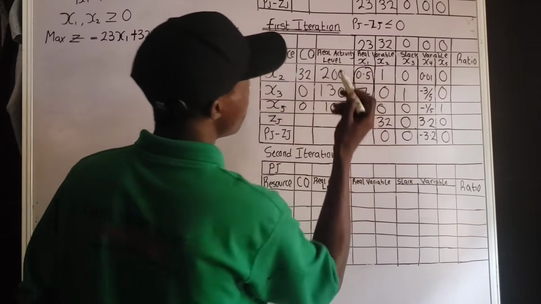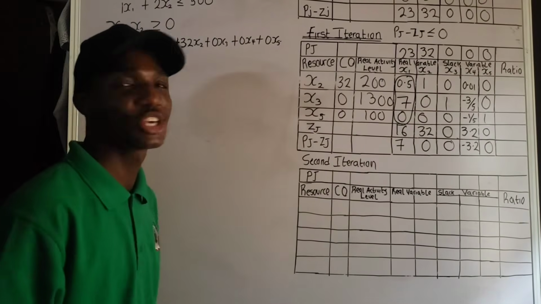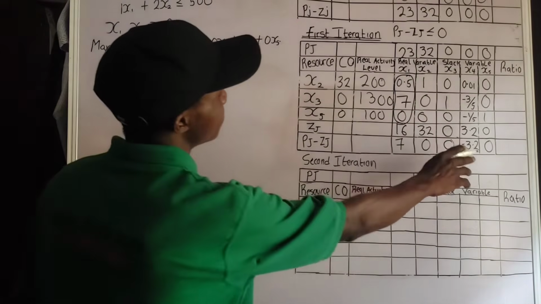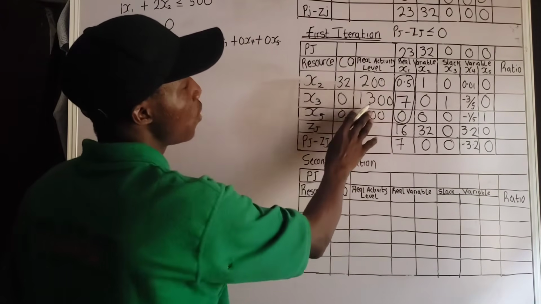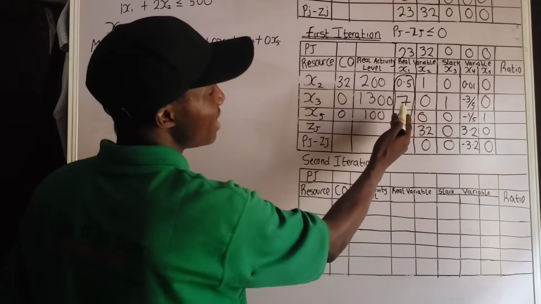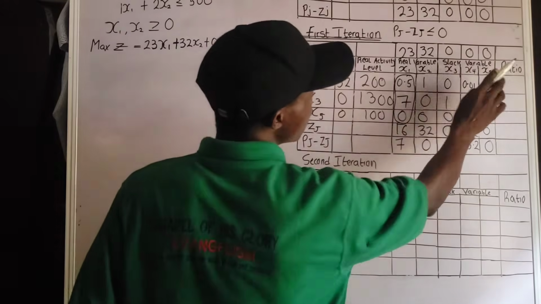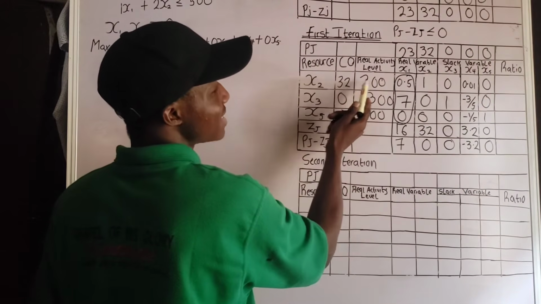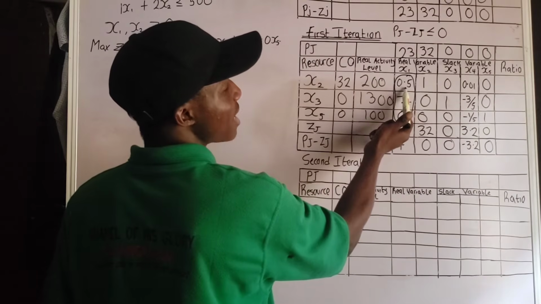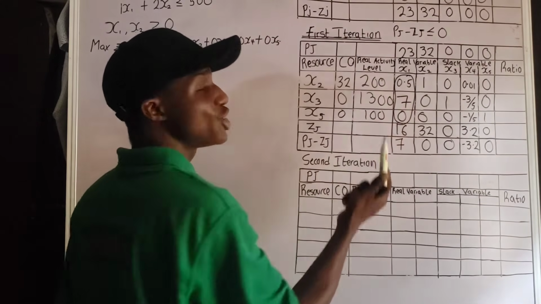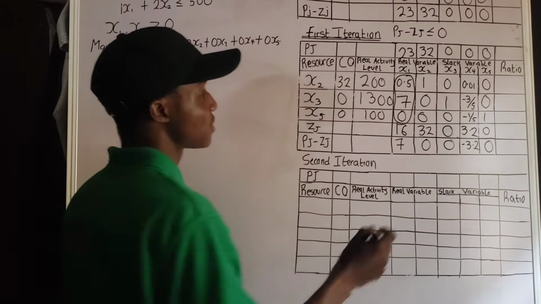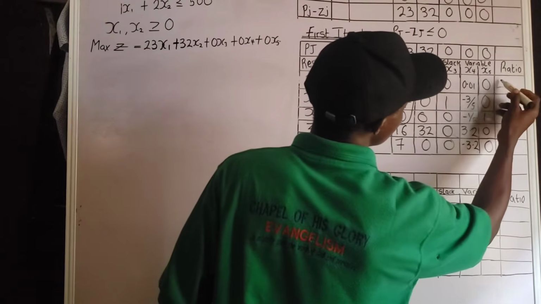This is the key column. To get the key row, I need to get the ratio. The ratio is gotten by dividing the real activity level by the corresponding key column element. So to get the ratio of these cells, I have to divide the real activity level, which is 200, by the corresponding key column element, that is 0.5. 200 divided by 0.5 is 400. So the value of these cells is 400.